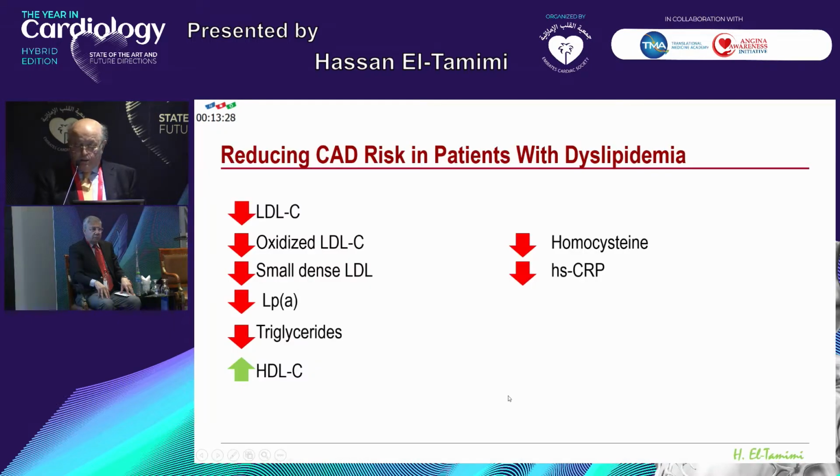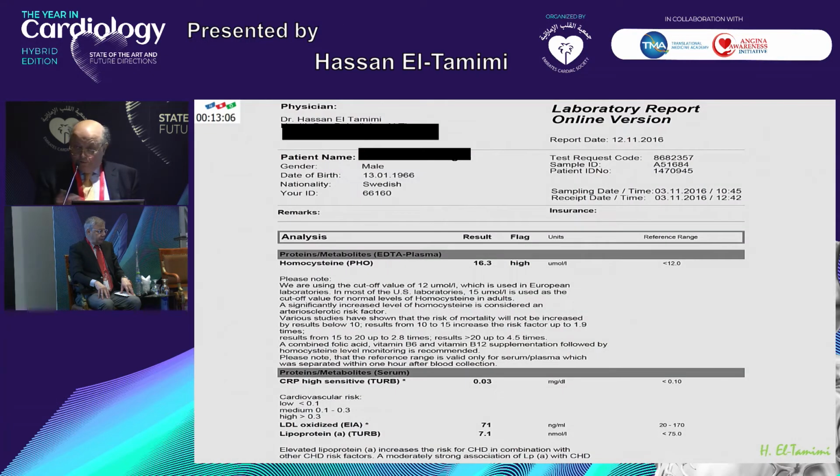Now, to look at the impact of the total risk, I think you need to look deeper. So it's LDL, the oxidized LDL, which is responsible for the plaque rupture, small dense LDL, Lp(a), triglycerides, homocysteine, and hCRP as a reflection of inflammation. We've been doing this for years. This is 2016. In certain patients, I measure the global look.